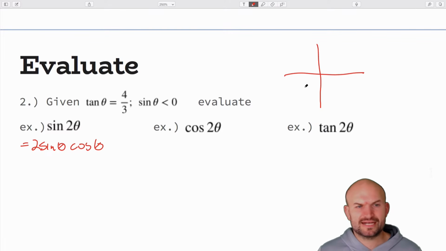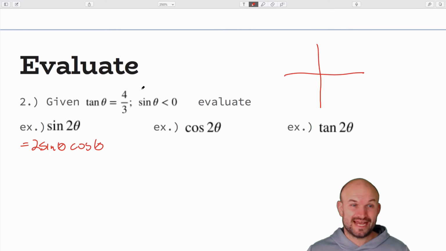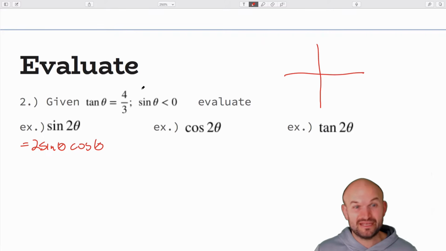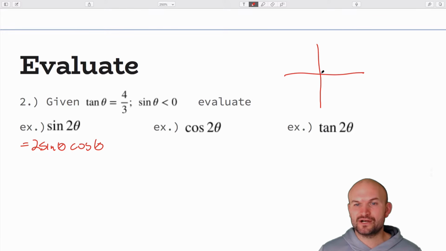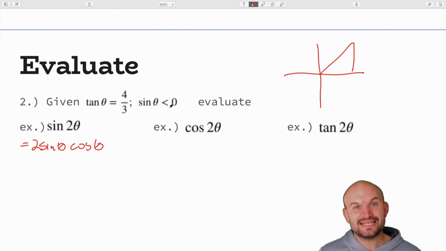So I'm going to create an xy axis. I see 4/3 tangent, right? That's opposite over adjacent. And that immediately makes me think, oh, it has to be in the first quadrant, right? But the problem is sine is less than 0. Like we want to put it up here, but sine of theta is less than 0. So therefore, it has to be in the third or the fourth quadrant.